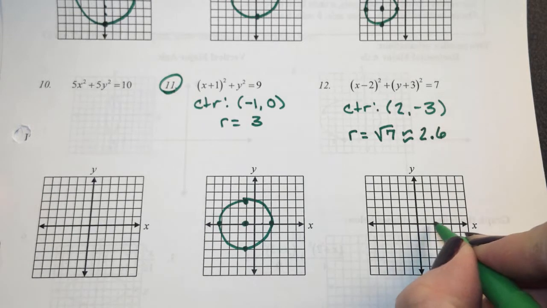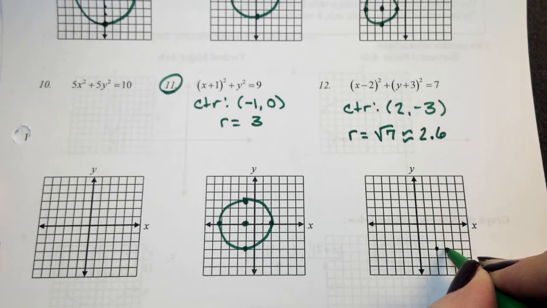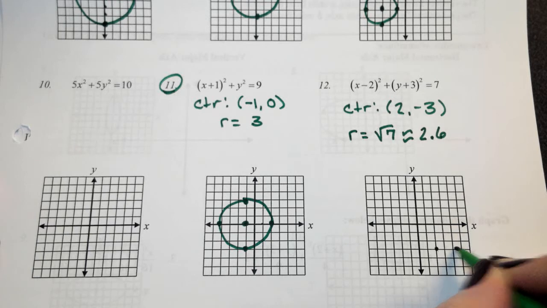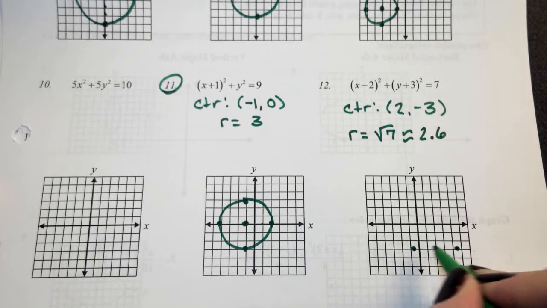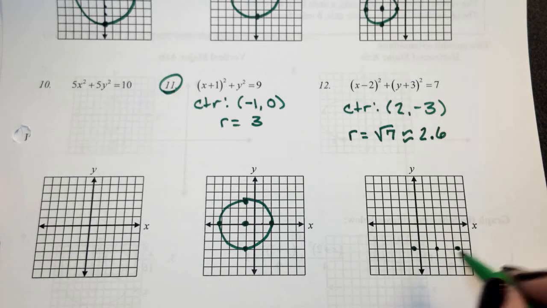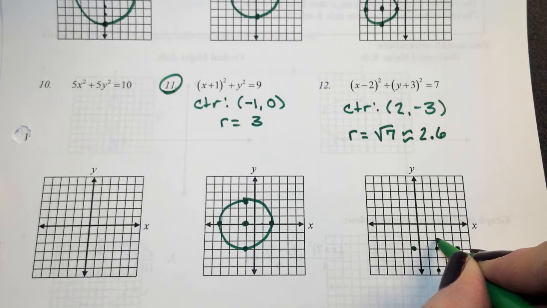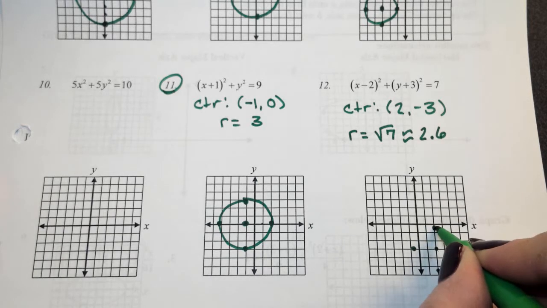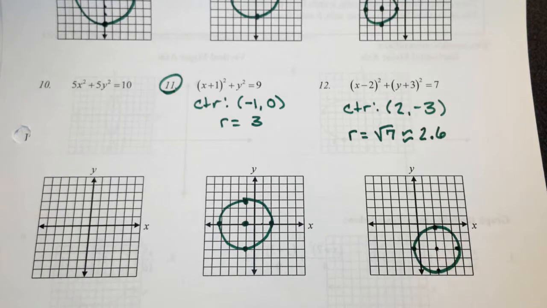So plot my center at 2, -3. Go to the right somewhere between 2 and 3, put a point to the right of the center. Somewhere between 2 and 3, put a point to the left, down, and then up. So sometimes you will have to estimate the radius the best you can. All right, so any questions on circles?